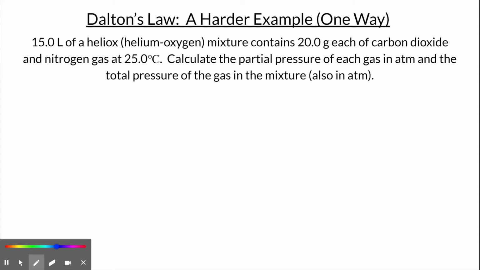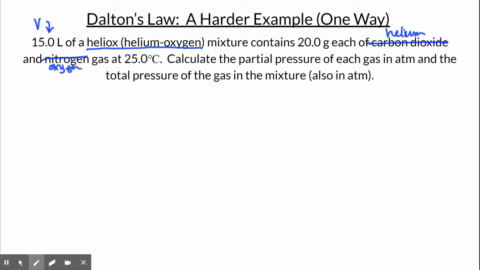Now let's take a look at how to use mole fraction, among other things, to solve for Dalton's law problems that are a little bit more difficult. So you're given that we have a heliox, or a helium-oxygen mixture. There are 15 liters of it, so that's our volume. We are told the mass of two gases in the tank. I just realized that's not carbon dioxide, it should be helium and oxygen.